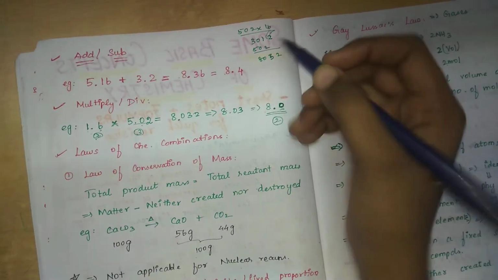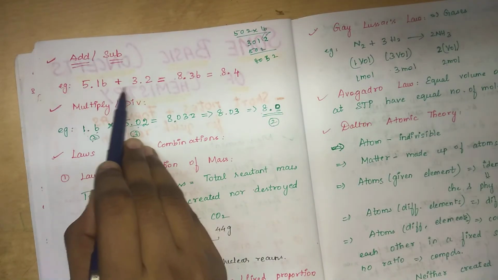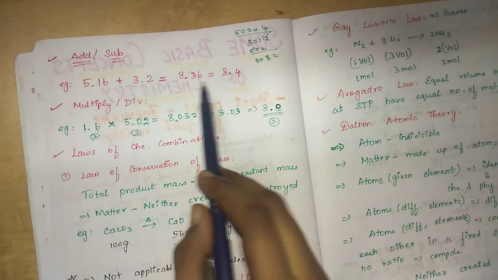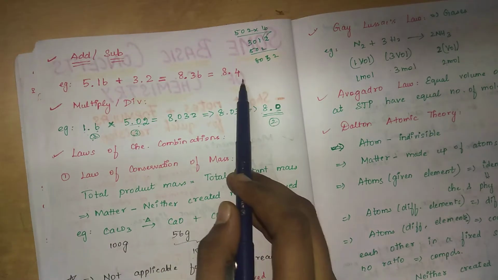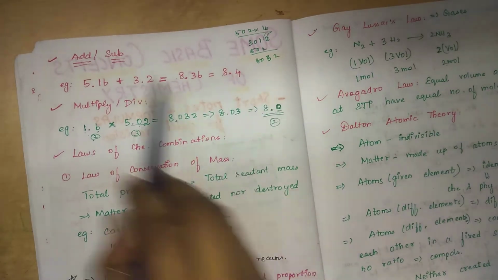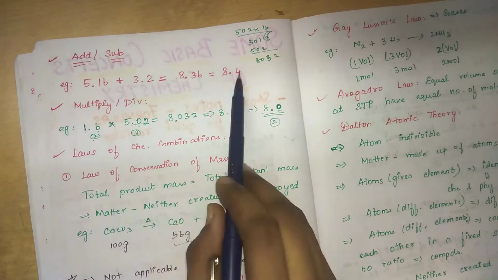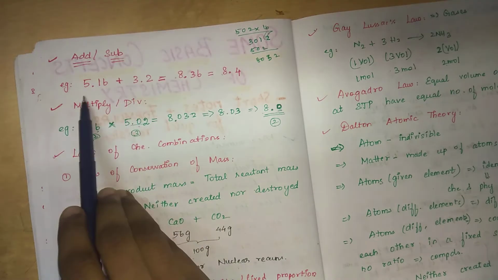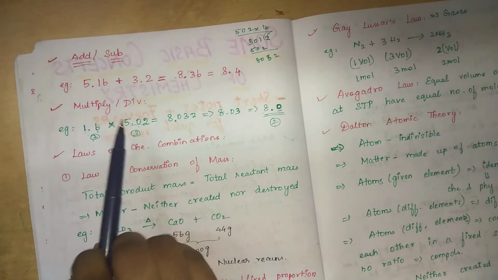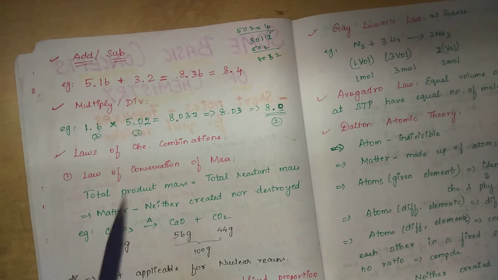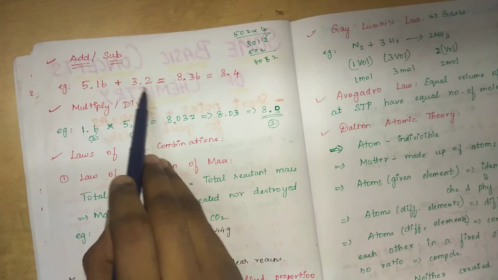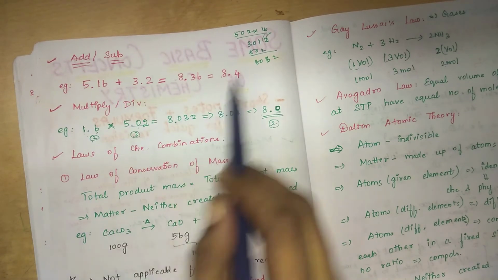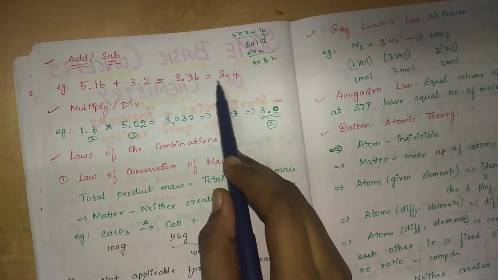Addition or subtraction: if they have given 5.16 plus 3.2, you will get 8.36. You should round off this to a particular value. In addition or subtraction, the result should contain the same number of decimal places as the number with the fewest decimal places, which is this one, because after the decimal point there is only one digit. The result should be similar. So I have rounded it off to 8.4.